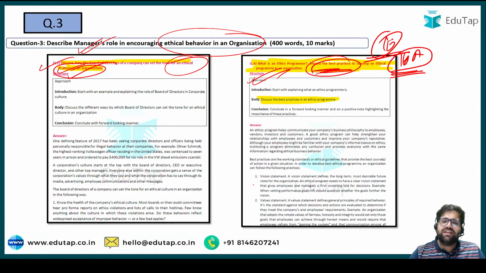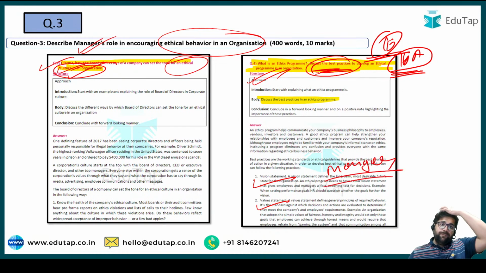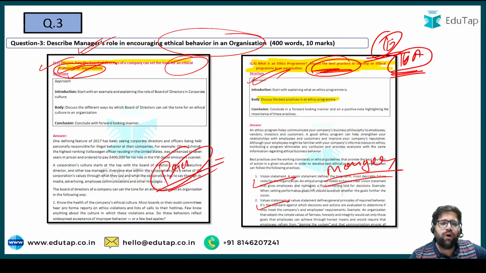You could have used certain best practices and applied the word manager, that is, how a manager uses certain best practices for creating an ethical organization. So this is how you have to use all the material which is available in the EduTap course. Practice all the model questions and answers which have been provided in your course. Practice on them, and you should totally understand the importance of model questions and answers, because these are very important internal conditions of the descriptive component.